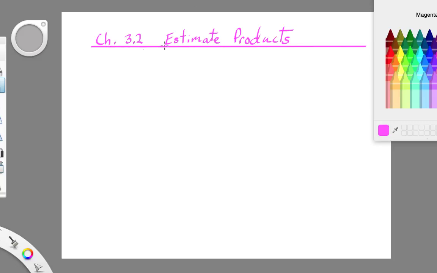All right, chapter 3.2, estimate products. You've done a lot of this already as well, just like some of the other things. We're sort of repeating, but it always gets slightly more complicated. So we're trying to find the answer to 32 times 31.